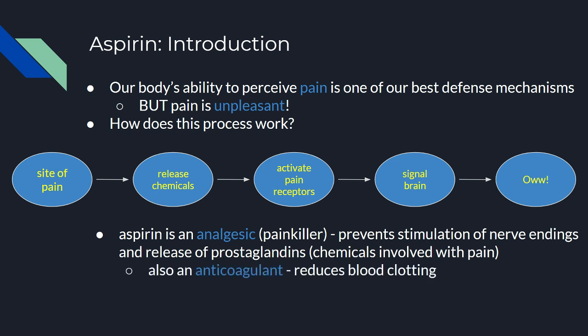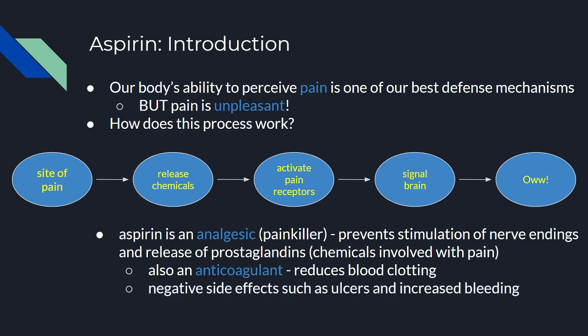What's also cool about aspirin, it's an anticoagulant. Coagulant means to clot up, so it reduces blood clotting. So an anti means that it reduces the clotting, but the side effect is if it doesn't want to clot, it will do the opposite, and sometimes it increases bleeding, especially if you don't want to bleed.